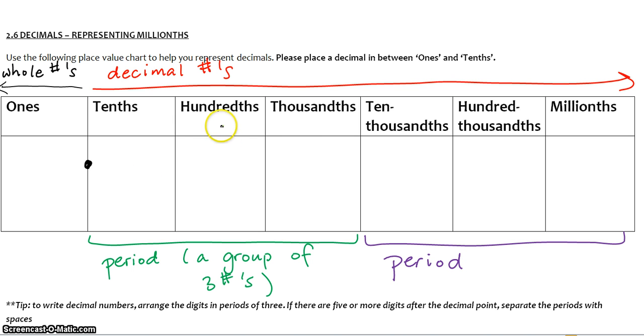Okay, so the tenths, hundredths, and thousandths make up 1 period. The 10,000ths, 100,000ths, and millionths make up another period. Now the periods for decimal numbers are really important when you're naming a decimal. That'll be more clear in a few minutes. Now let's just practice saying a decimal number.